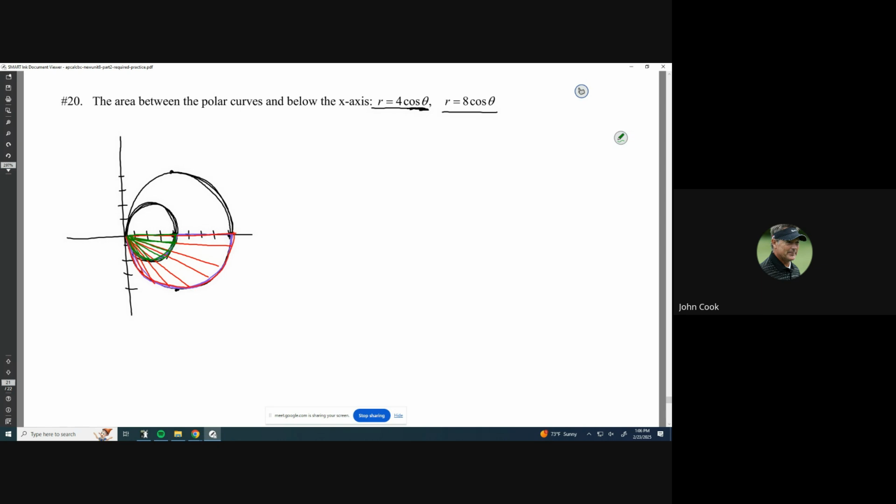Okay, so this is going to be one of those integral problems in the area where I need to subtract. So I'm going to take the area of the outside one, which is going to be this one. Let's maybe color code it also. It's the red circle. So 1/2 of 8 times the cosine of theta, quantity squared, d theta.